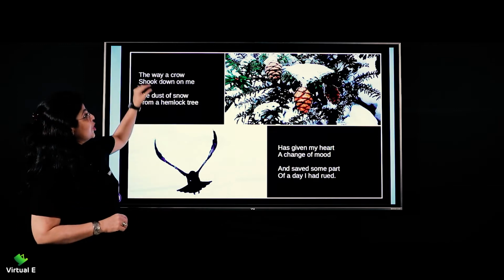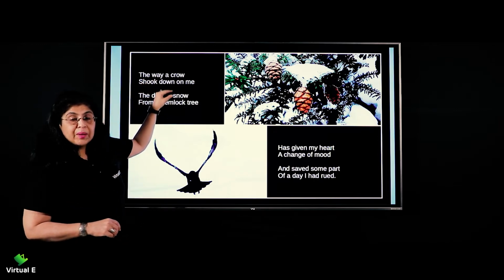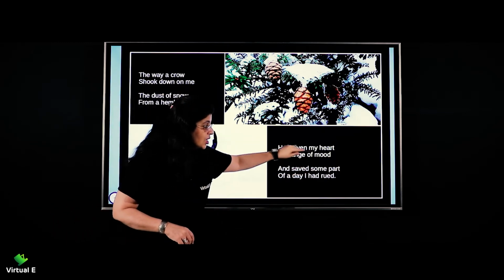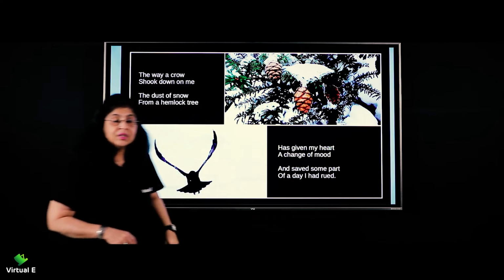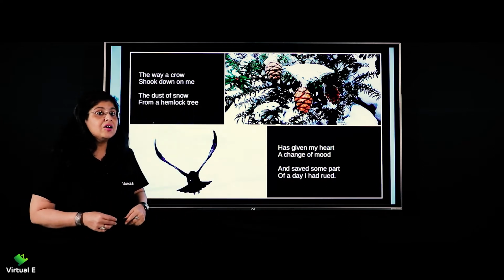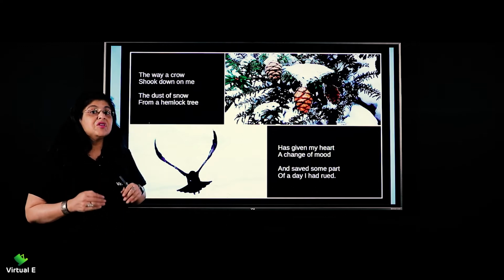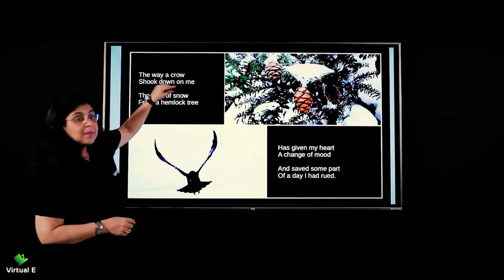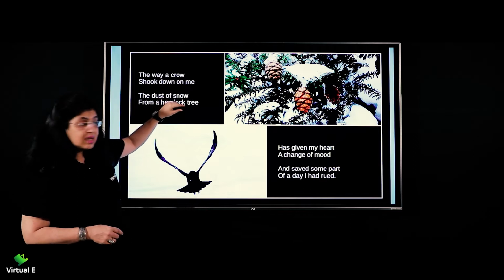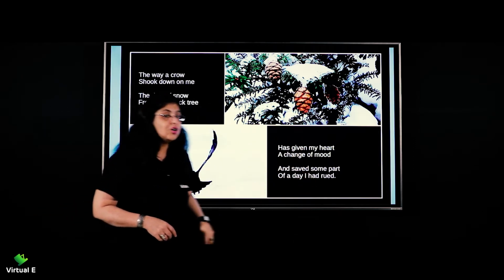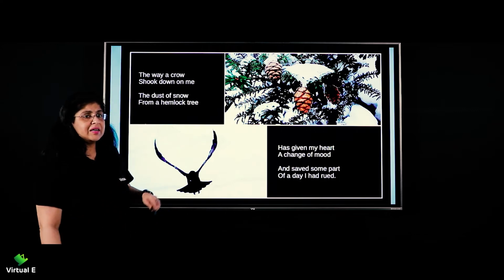Now, do you see crow, snow, me, tree, heart, part, mood, rued? Do you see? They are rhyming. Now, because these words are rhyming, you have a rhyme scheme. A, B, A, B, C, D, C, D. You got it? I mean, we've already done it in grade 9.